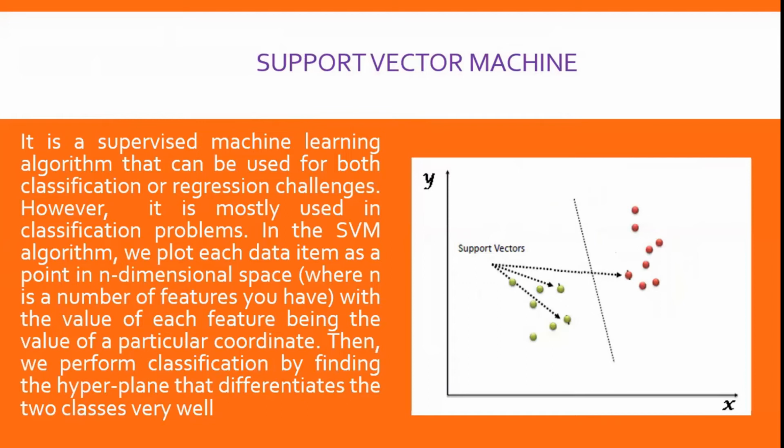So SVM is a supervised machine learning algorithm that can be used for both classification and regression. However, it is mostly used in classification problems. In the SVM algorithm, we plot each data item as a point in n-dimensional space, with the value of each feature being the value of a particular coordinate. Then we perform classification by finding the hyperplane that differentiates the two classes very well. These are the support vector machines.